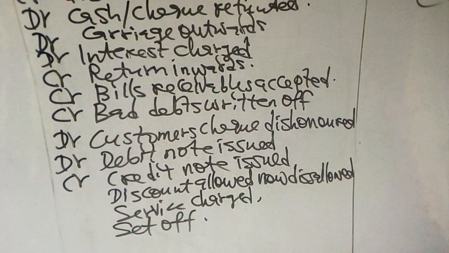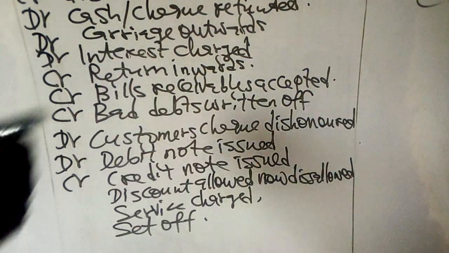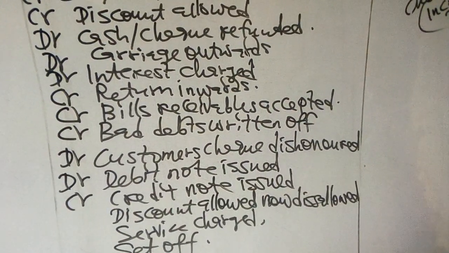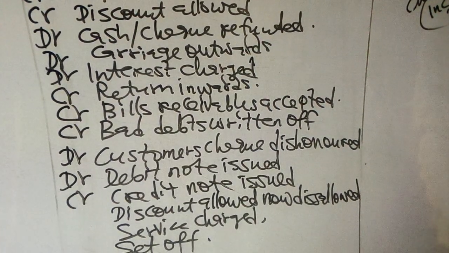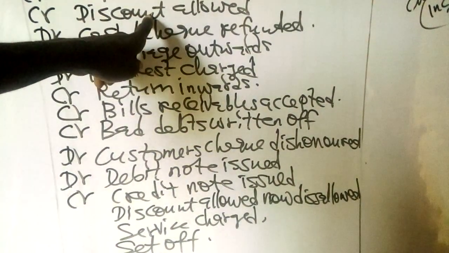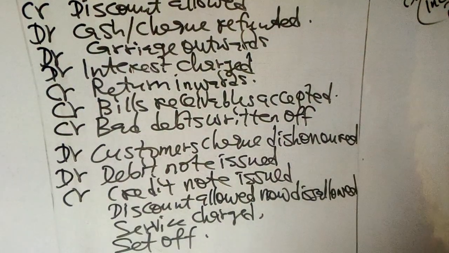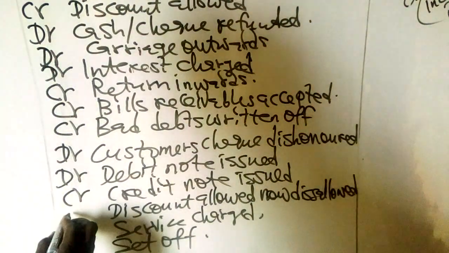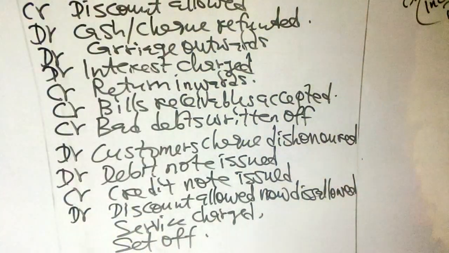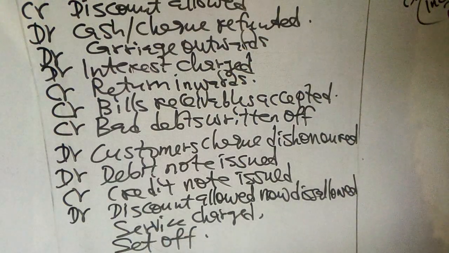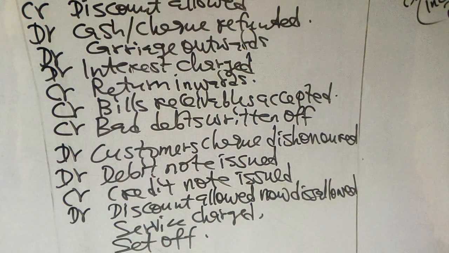Discount allowed, now disallowed. It was given to the customer before. When it was allowed, the amount the customers were owing was previously reduced. But when you now disallow it, that means you no longer grant that discount. So the amount the customers were owing will now increase. So you debit it. Service charge, when you charge the customer for service you render. So this service charge will lead to an increase in the amount the customers were owing.